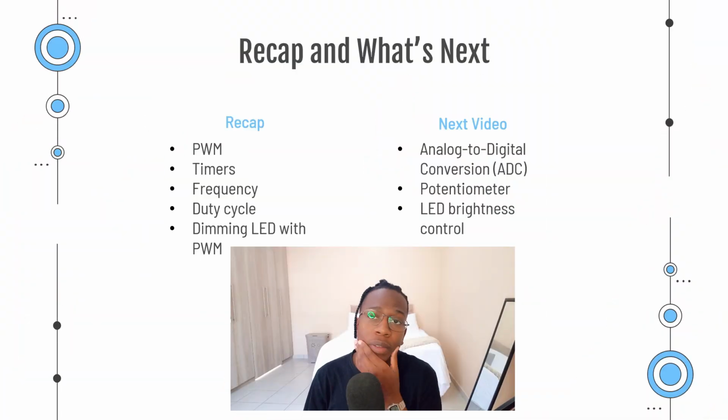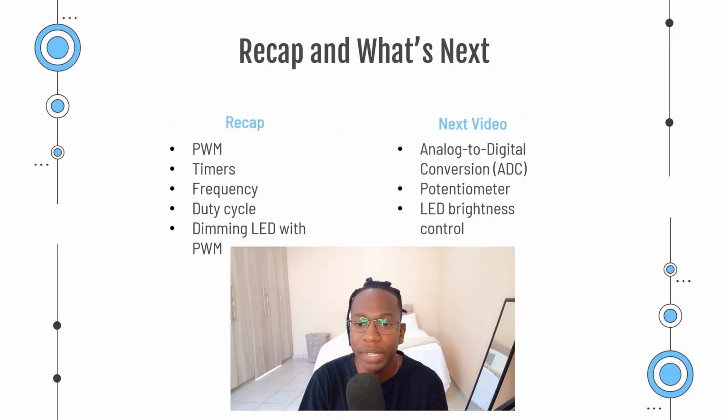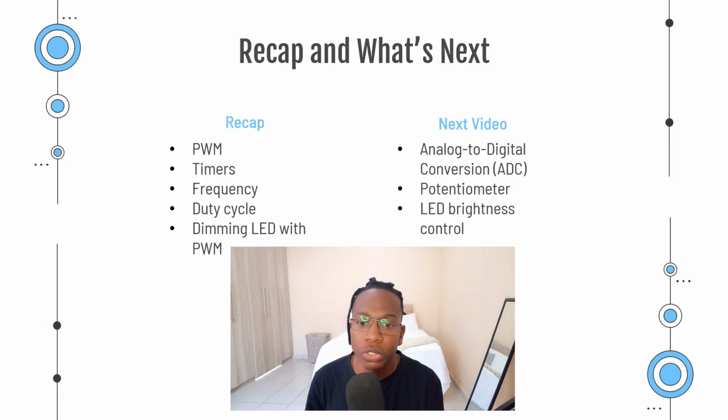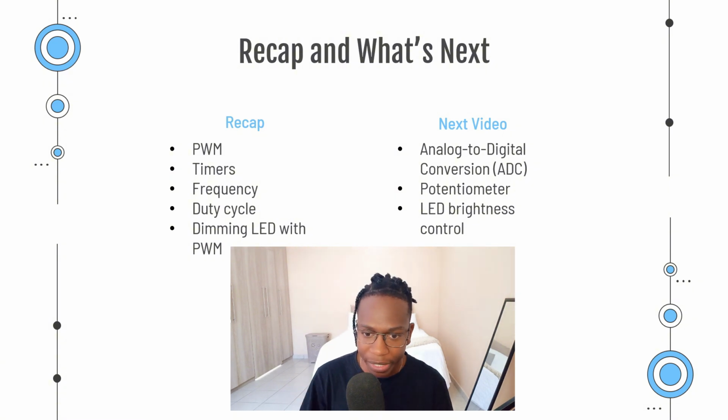In this episode, we've learned about PWM, we've learned about how we can configure timers and how to calculate the necessary values to achieve a specific PWM frequency and duty cycle. We also learned how we can control the brightness of an LED using the generated PWM signal. In the next episode, we will take this further by learning about analog to digital conversion, otherwise known as ADC, where we will read ADC values from a potentiometer and use the values to control the brightness of an LED.